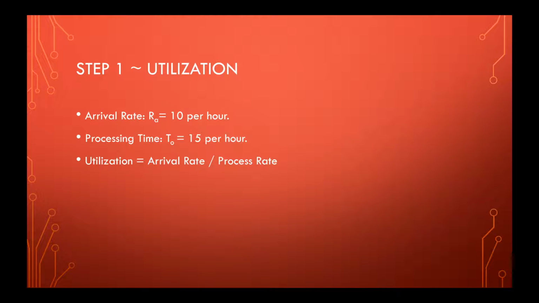So when we first look at station 1, the first step is calculating the utilization for the workstation. As we saw in the example, the arrival rate is 10 per hour, the processing rate is 15 per hour, and our utilization is just the arrival rate over the process rate. I'll give you a couple of moments to solve this problem on your own, and then we'll move over to the next slide.